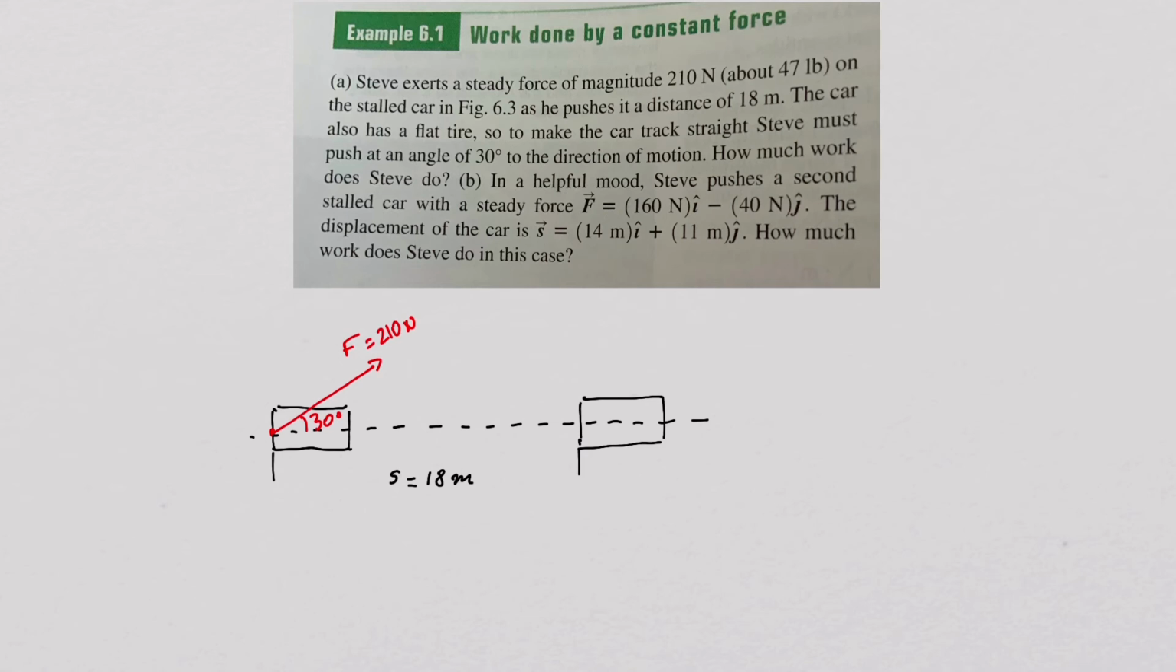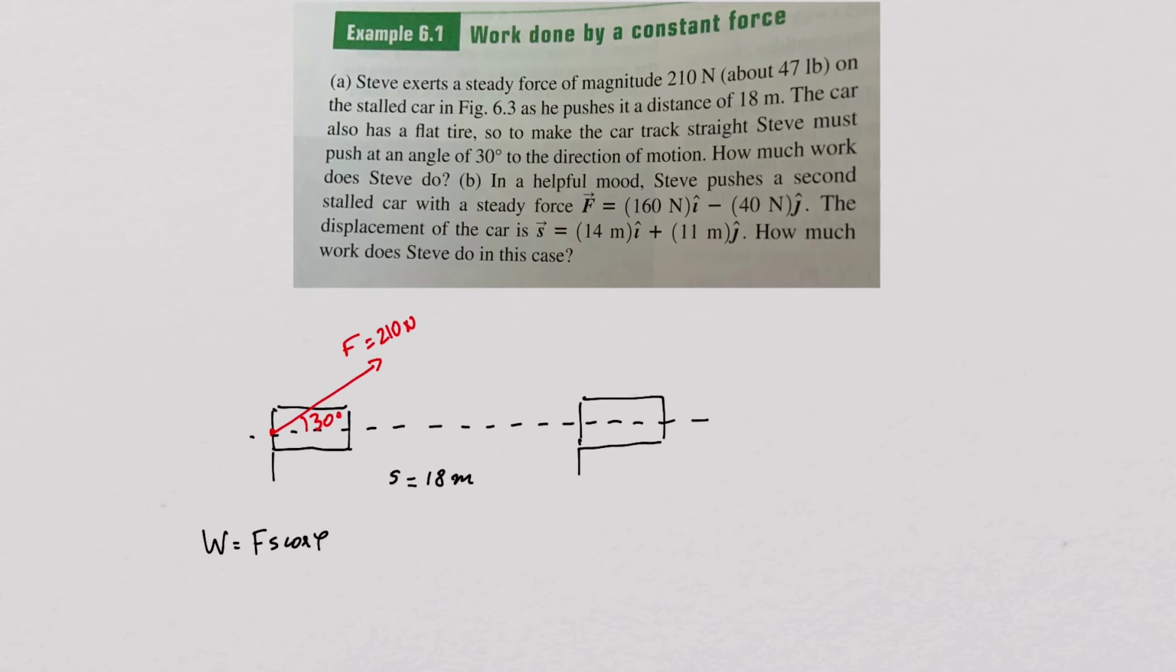The work done is calculated as F times S times cosine of phi. So note that here, since I'm using an example from a different text, the displacement is labeled with S instead of D. So keep that in mind.